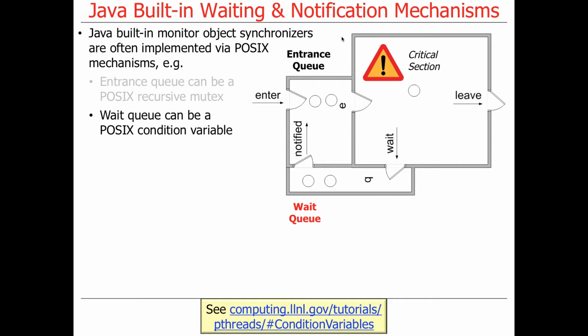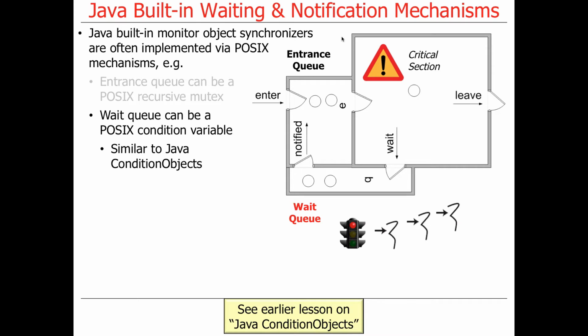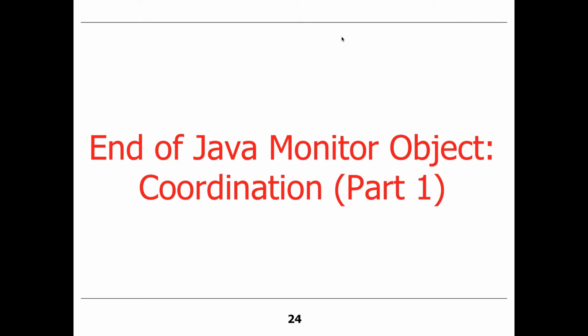And wait queues are typically implemented by a single POSIX condition variable per monitor object. You can read more about condition variables here. Condition variables just allow you to have a queue of threads waiting to get their chance to go and run. They're very similar to Java condition objects, but they're typically written entirely in C as opposed to Java. Okay, so that's the end of the first part of this lesson, talking about coordination.